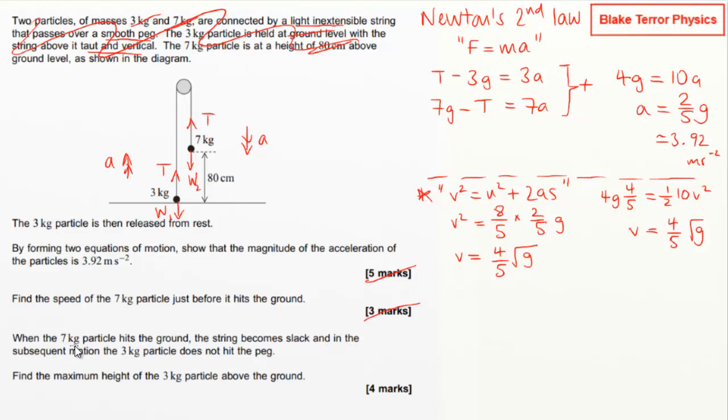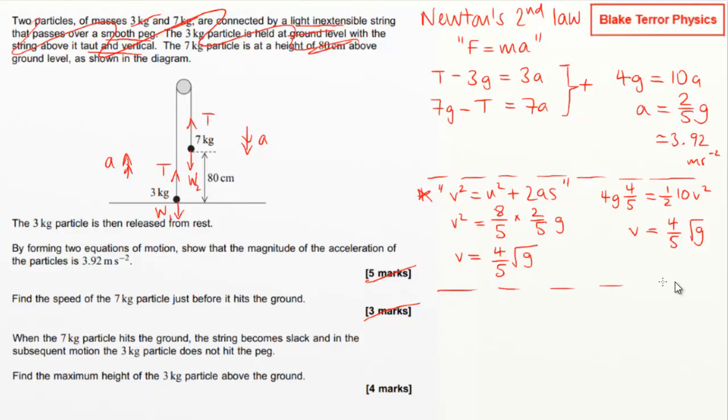When the 7 kilogram particle hits the ground, the string becomes slack, and in the subsequent motion, the 3 kilogram particle does not hit the peg, right? So it's just going projectile on us. Find the maximum height of the 3 kilogram particle above the ground.